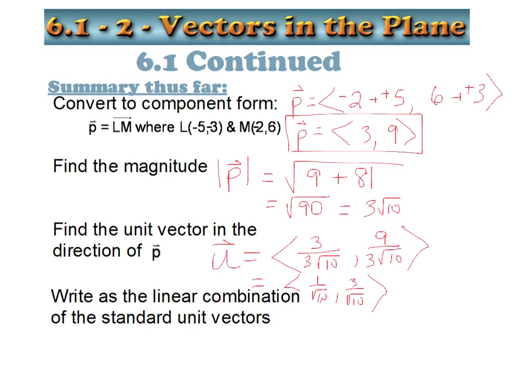You can always check it by finding its magnitude. This squared would be 1/10 plus this squared would be 9/10. 1/10 plus 9/10, that's 10/10. That's 1. Square root of 1, 1.